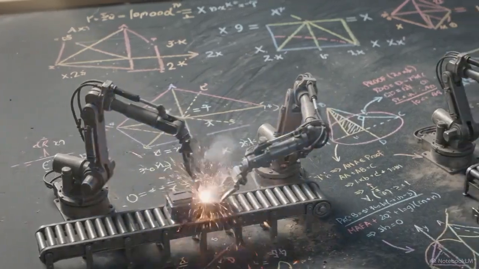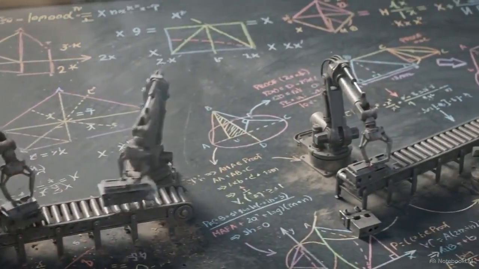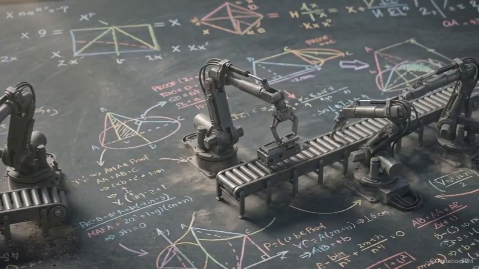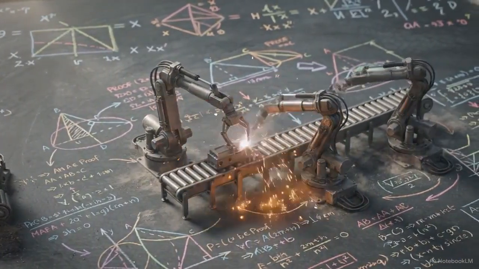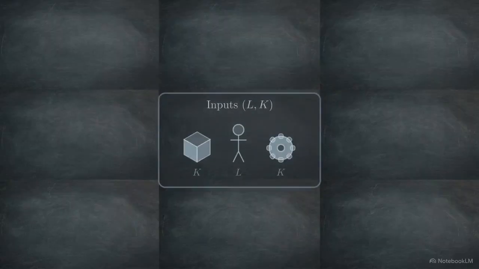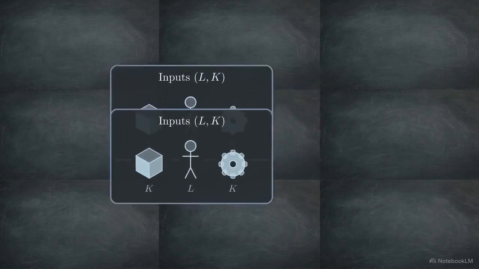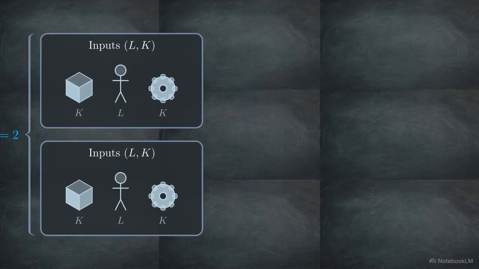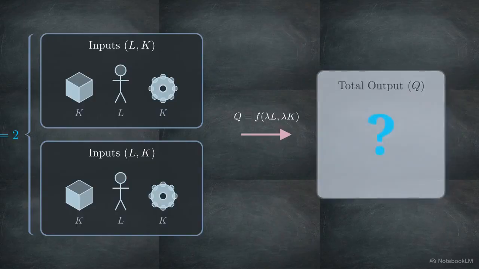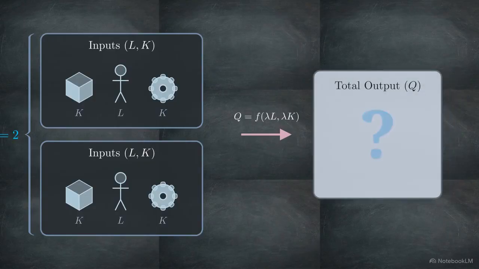Look at a modern industrial assembly line running at full capacity. The physical reality of manufacturing is built on exact duplication. At the center of this operation is a basic economic question about scaling inputs. If you double your factory space, your labor, and your machines, what exactly happens to your total output?